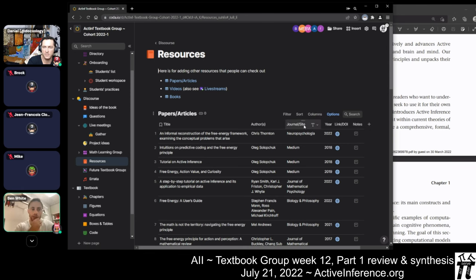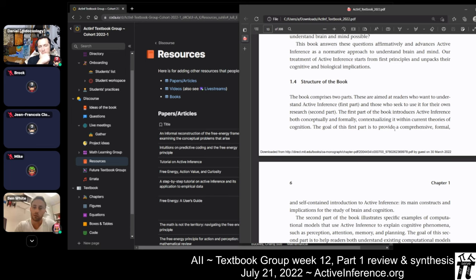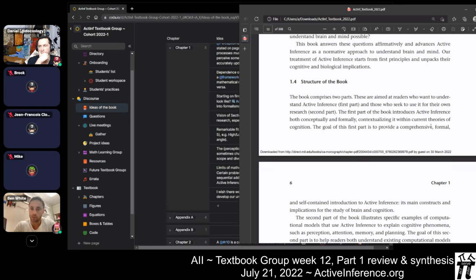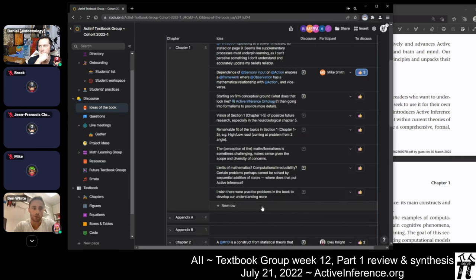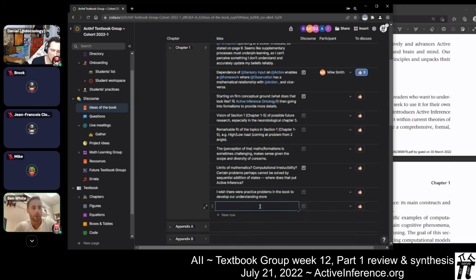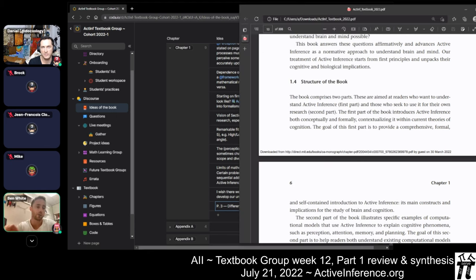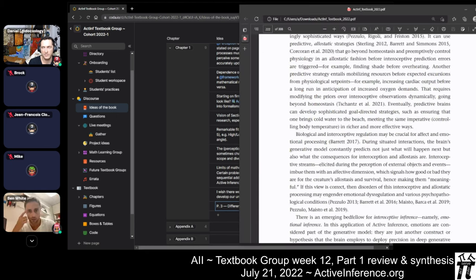I'm interested in the distinction between understanding active inference and using it for our own research, and the way that that's set up as those being two completely separate things. It seems to suggest that one could fully understand active inference and yet not be in a position to use it in their own research, not having worked through the second half of the book, and I think that's quite interesting.